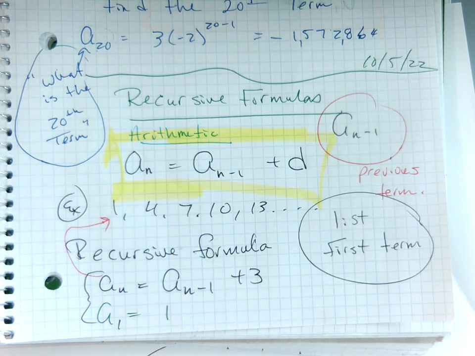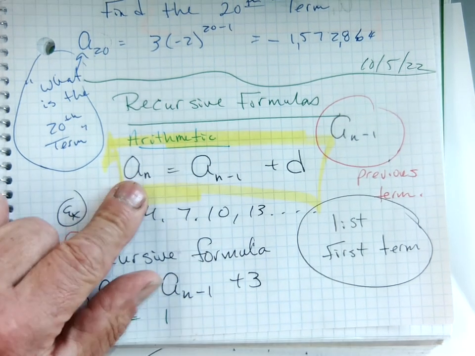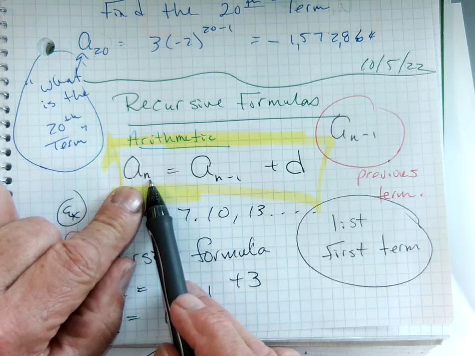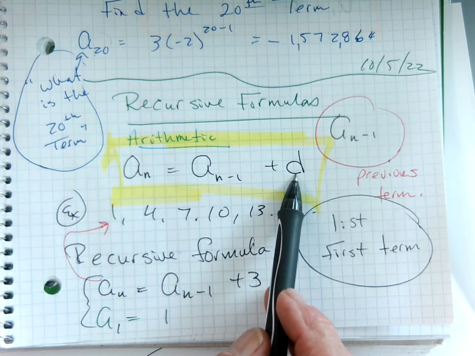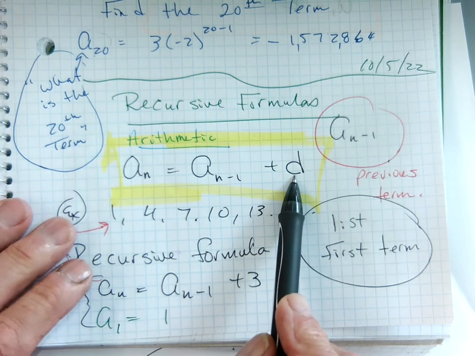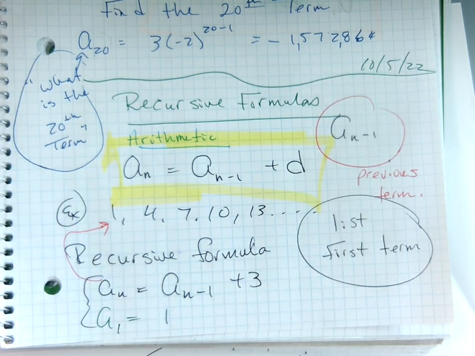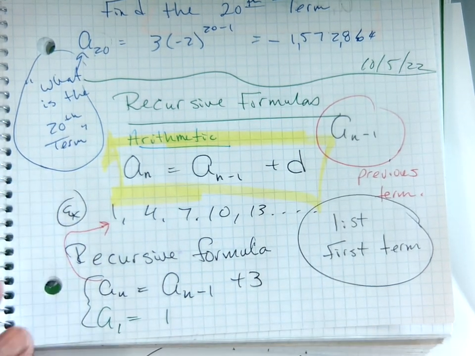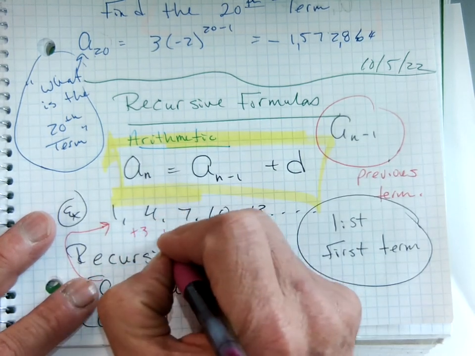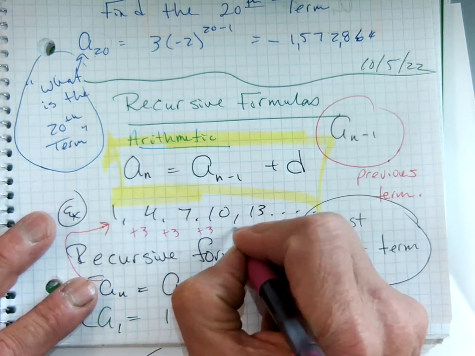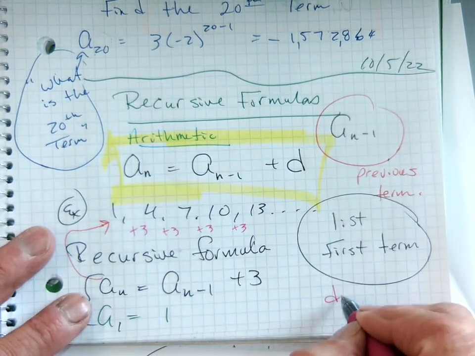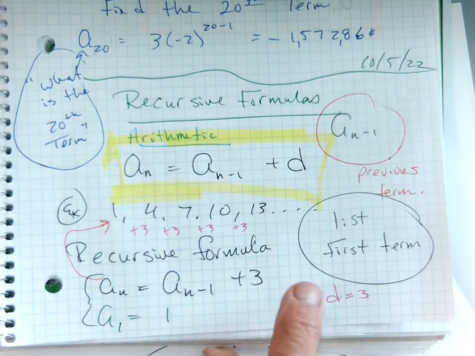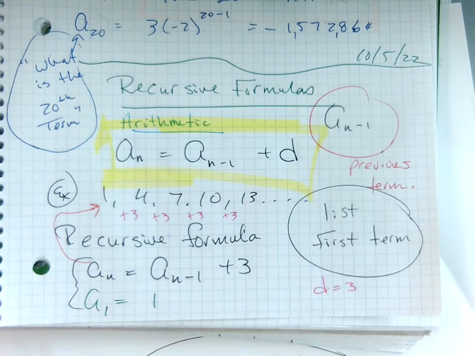So to do a recursive formula, it starts like this: a sub n equals a sub n minus 1 plus d. What does that mean? Well, d is like the difference. We know that. So if I take a look at the example I wrote down, it would be plus 3, plus 3, plus 3, plus 3. So I know d in this formula is 3 because I'm just going to be adding 3.